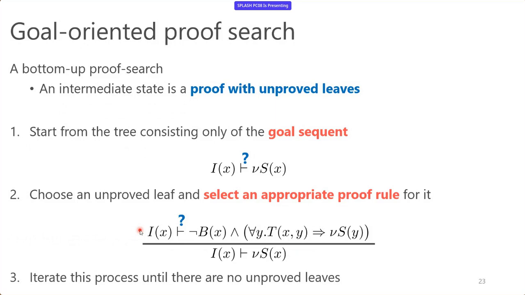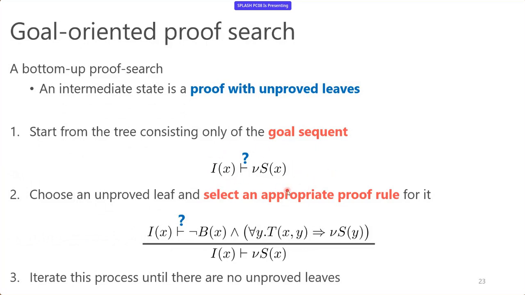So we deal with open proof trees. We start from the tree consisting only of the goal sequent of this form. We choose an unproved leaf and select an appropriate proof rule for it. We will later explain various proof rules and heuristics for proving goal sequents.